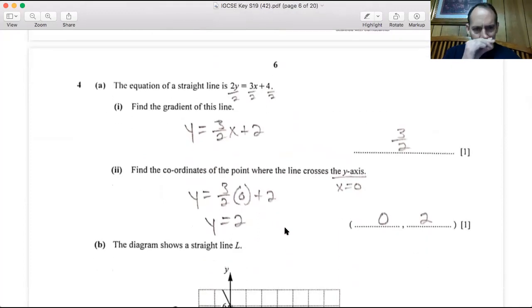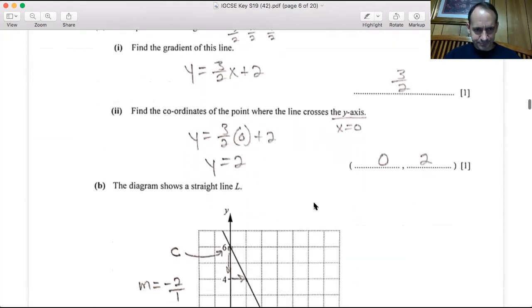Number 4a, the equation of a straight line is 2y equals 3x plus 4. Find the gradient. Well, we want to put it in slope-intercept form, so we're going to divide by 2, which gives us y equals 3/2 x plus 2. Now we can see the slope right here is the coefficient to the x, that's 3/2. It's y equals mx plus c form, m is the slope.